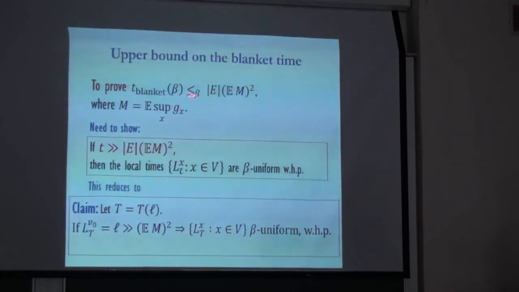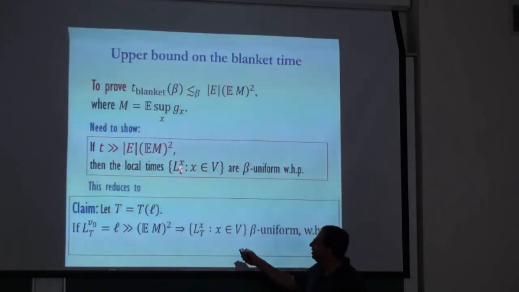So we want to bound it by the number of edges times the square of the expected maximum of the free field. So what do we need to show? We need to show that if the time is much bigger than the number of edges times the expected maximum squared, then we want the local times to be about uniform, right? And that will indicate that we have reached the blanket time. Okay, so we want the time to be this large.